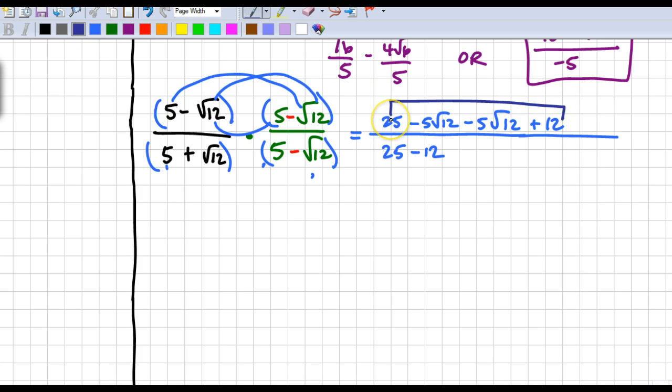Now let's do some adding of like terms. Plain numbers always add together, so 25 plus positive 12 is going to be 37. And then let's think about these two middle pieces as being like negative 5x minus 5x. Those would be considered like terms, and they'd combine to make negative 10x. So that's what we're going to do here, except it's going to be 10 square root of 12. Then on the bottom we get 13.